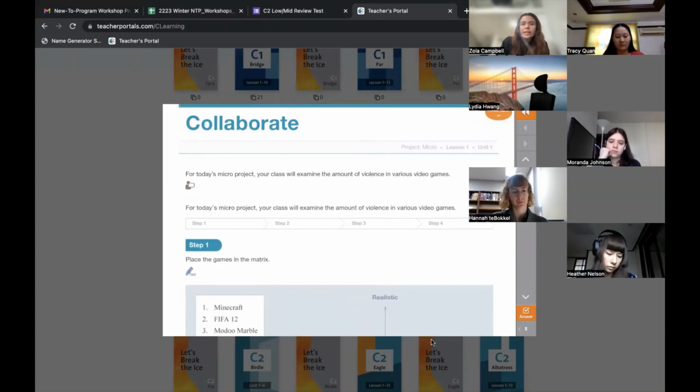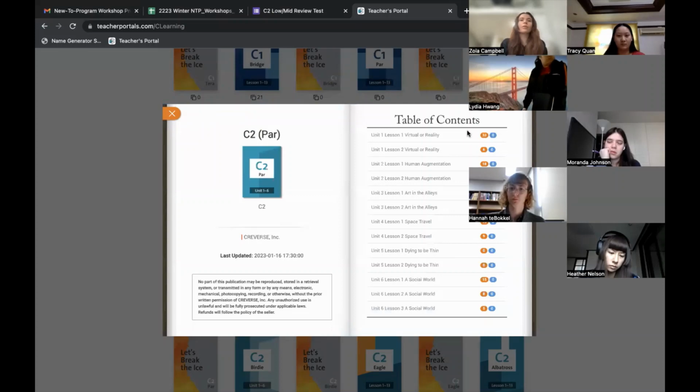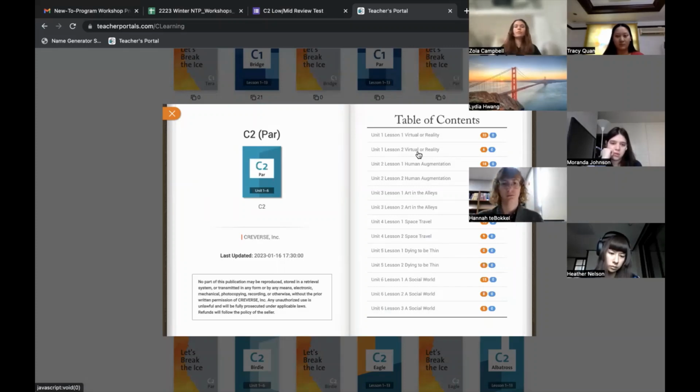So that is lesson 1, unit 1. And then I will go into lesson 2 as well because it is the same topic. I won't go super in depth into all of it, but any questions before I keep going?